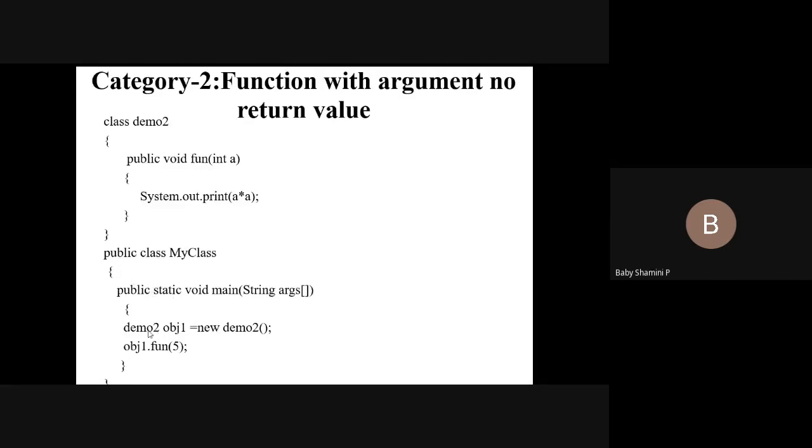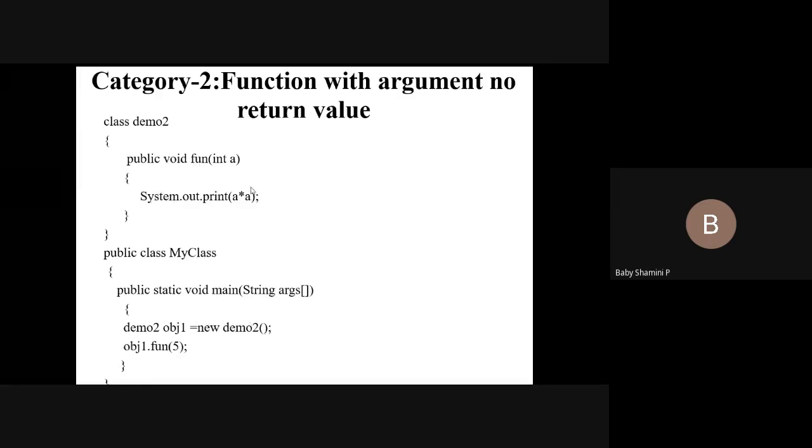I'm going to create an object to access the class Demo2. Demo2 obj1 equal to new Demo2(). Again, using that object I'm going to call this function. Using this object I'm going to access the function. So obj1.fun(5). So function of 5. This 5 is an actual argument.